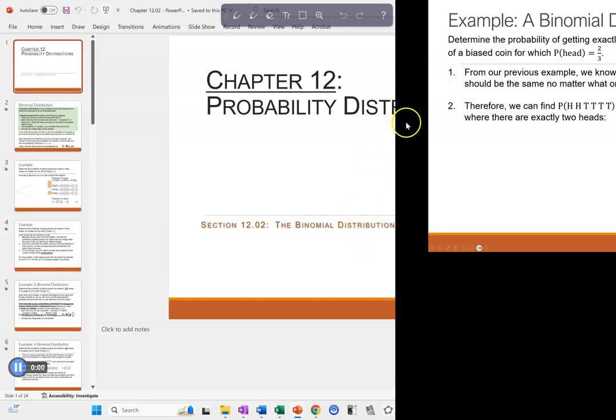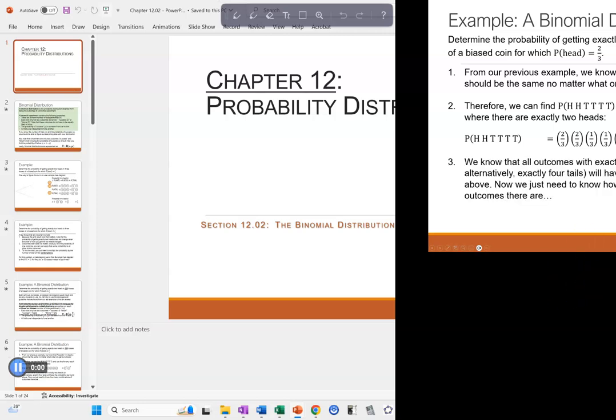We know from our previous example, no matter which way we get our 2 heads, whether it's heads, heads, and then 4 tails, or if it's tails, head, head, 3 tails, it doesn't matter the order in which I get those 2 heads. It's the same probability. So we'll just find the probability of one of these and then use that result. If I want 2 heads, I'm going to have 2/3 for a head, 2/3 for heads, and then 4 tails, so 1/3 for each tail. So that's my probability for any 2-head outcome.